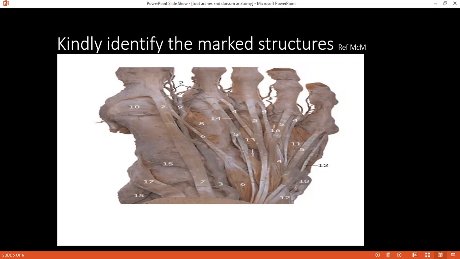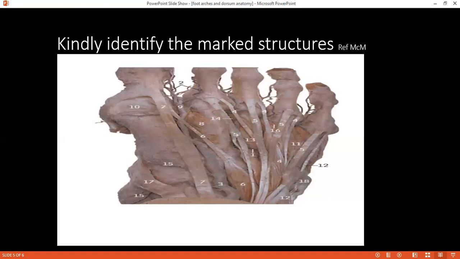Extensor hallucis longus tendon. Very good. Okay. Number 6, please. Extensor hallucis brevis tendon. Right. And then what is 1? Arcuate artery. Okay. Number 2. Can you locate number 2? Where is number 2?